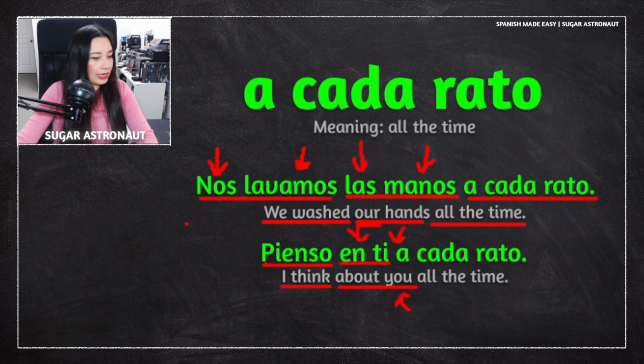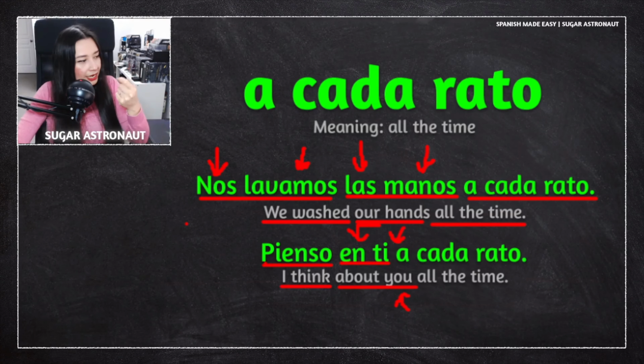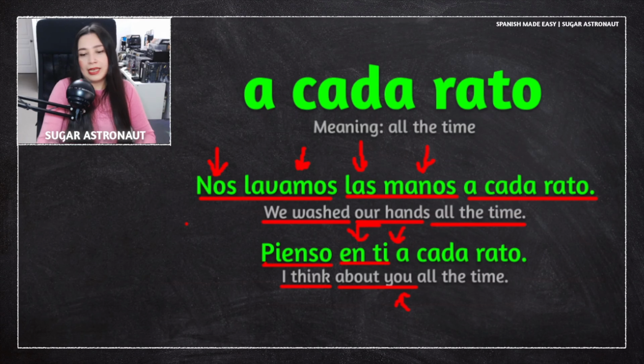Pienso en ti. It's not pienso en tú, because tú is another personal pronoun that means you. But when talking about thinking, you need to use ti. Pienso en ti, okay? Ti usually goes after the verb. And if you want to remember the phrase, pensar en, to think about, you can change the ti to something else.